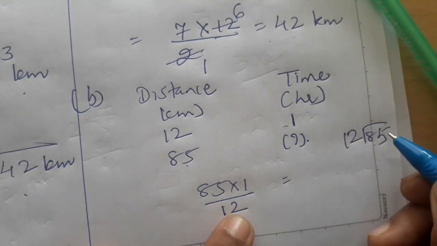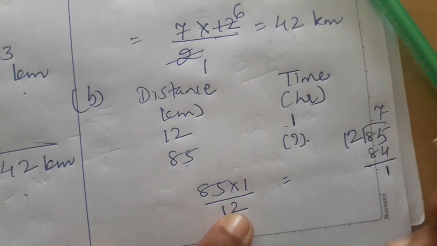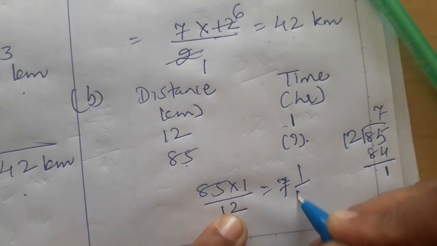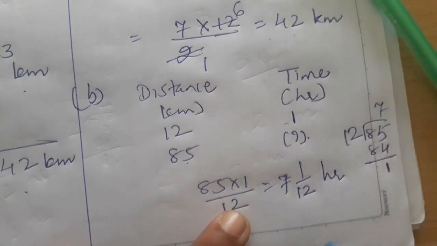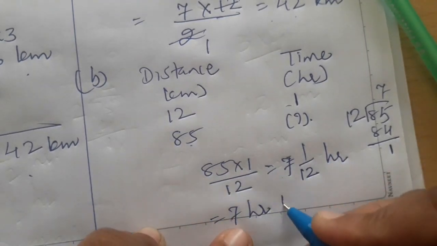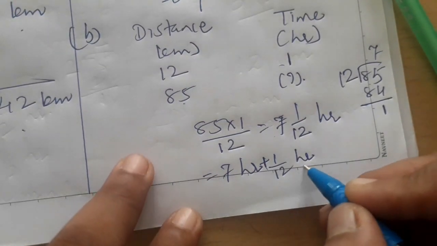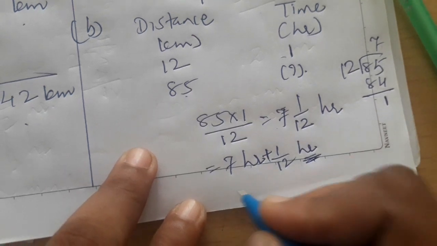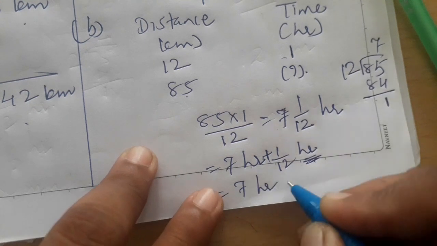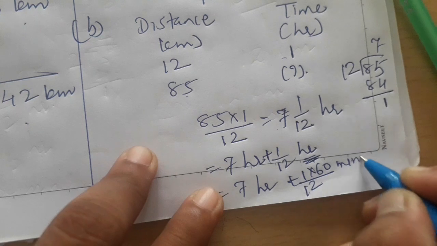Now 12 sevens are 84 and 1. So here the answer is 7, 1 upon 12 hours. Is it okay? What does it mean? 7 hours and 1 by 12 hours. 7 hours plus 1 by 12 hours. Now what is 1 hour? That is 60 minutes. So what is 1 by 12th hour? That is, you will have it as 7 hours plus 1 by 12 into 60 minutes.